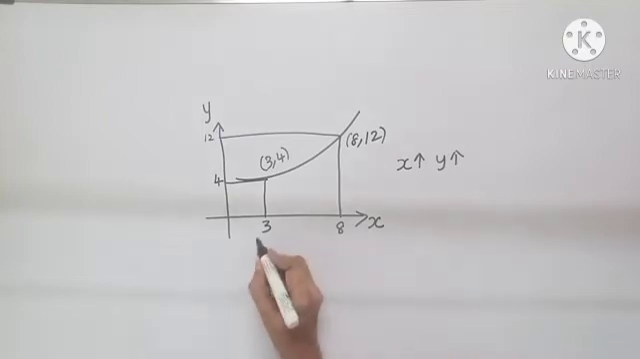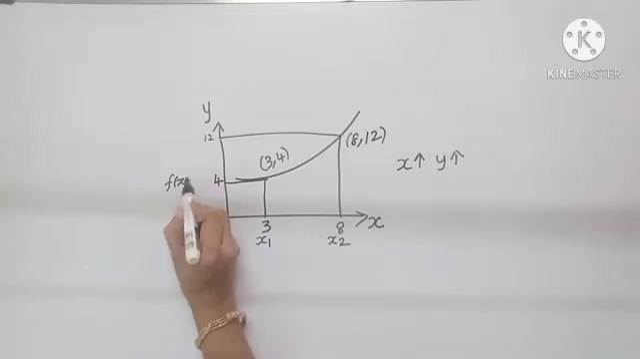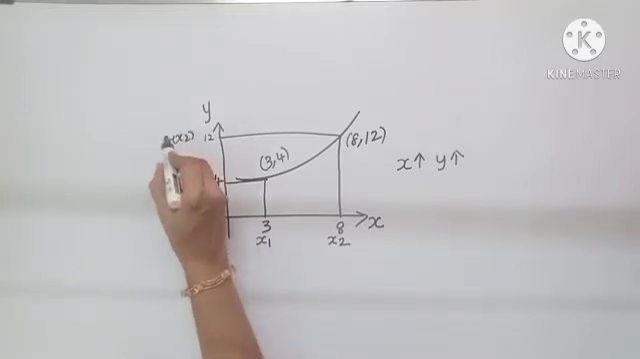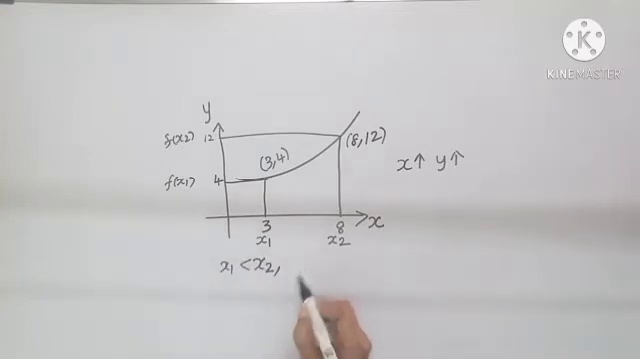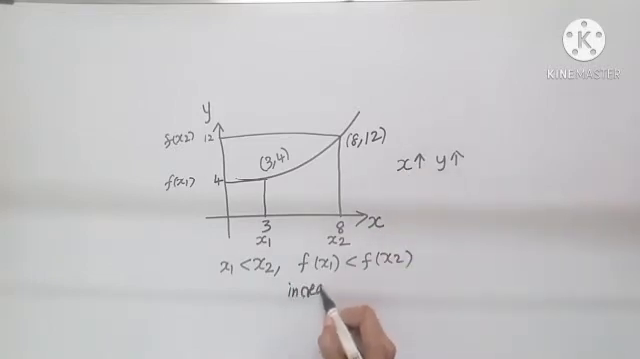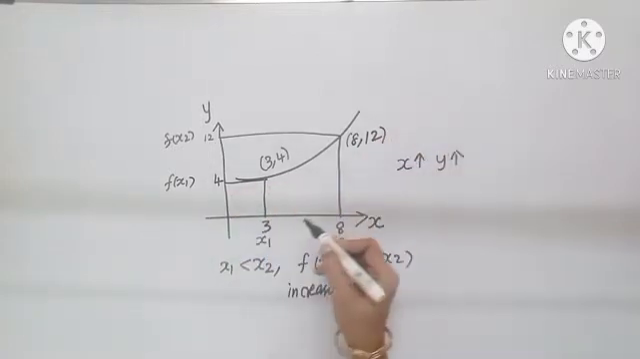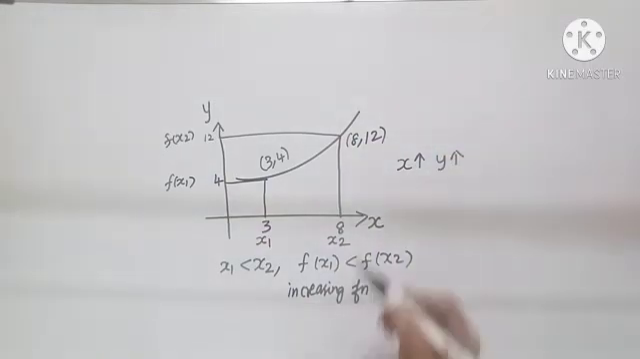Or I will call these x1, x2, and call these f of x1 and f of x2. When x1 is less than x2, f of x1 is also less than f of x2. This I will call an increasing function. Wherever I take the point, as x increases, y also increases. So this is an increasing function.